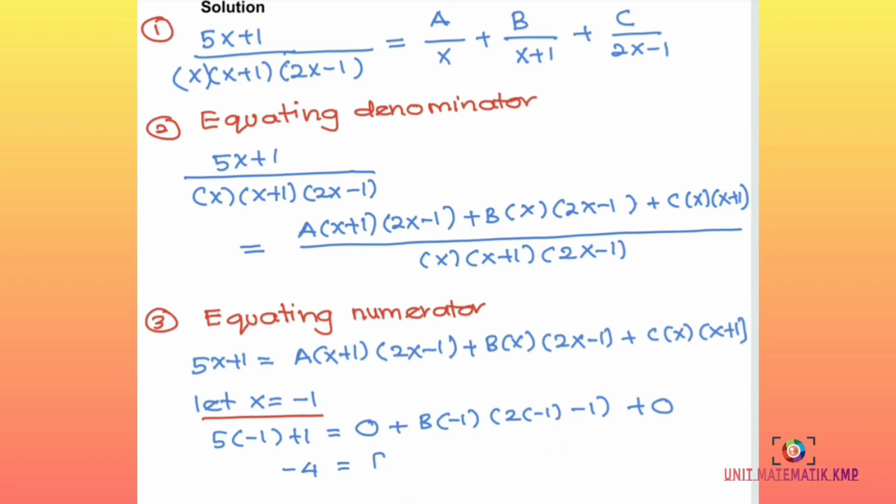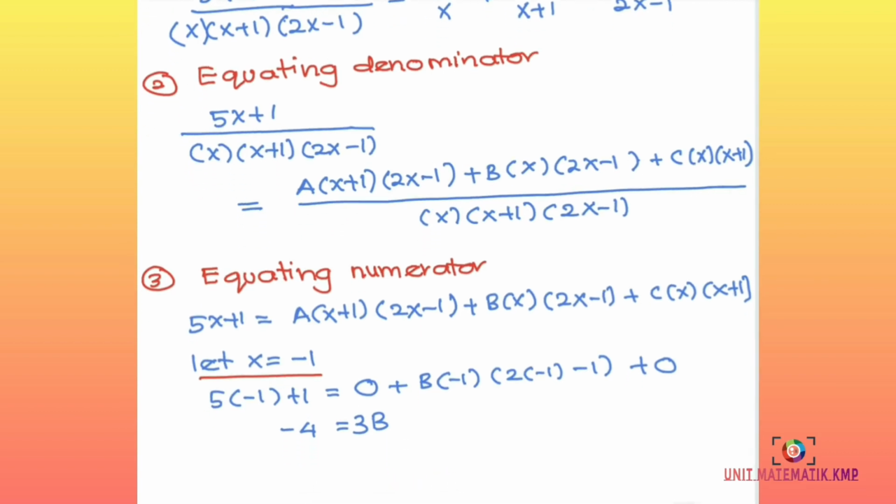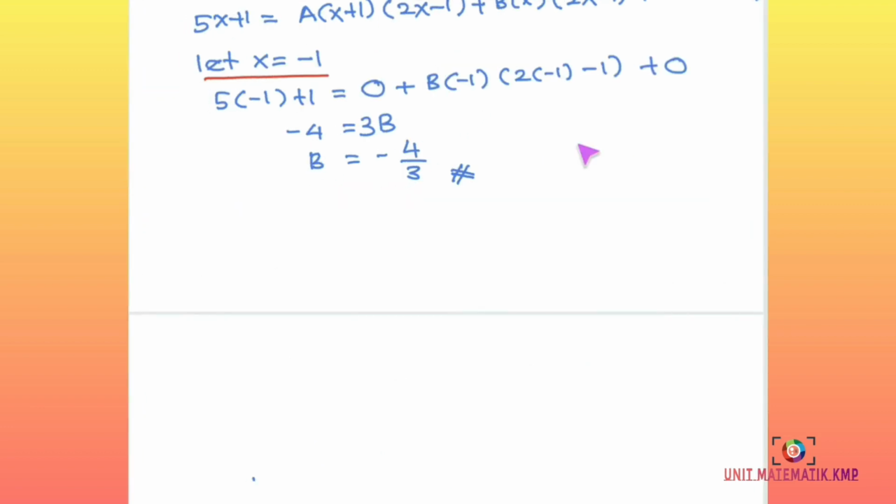So what is B? Here we have 3B, right? So we can find the value of B. B is equal to negative 4 over 3. Next, let's proceed to find the values of A and C. We already have the value of B. If we substitute x with 0, the C term is 0 and the B term is also 0. Then we can find the value of A.